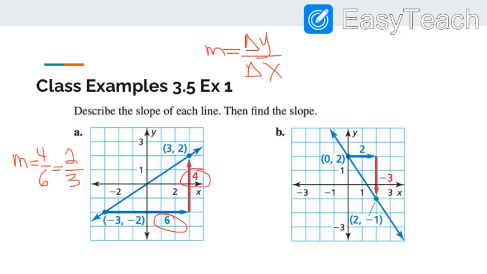This one over here, our y change is -3, our x change is 2, so therefore we have a slope of -3 over 2. It simply means that every time we go over 2, we go down 3. Over 2, down 3. This is as simplified as this one gets, so we can't use anything like ones or anything else in here.